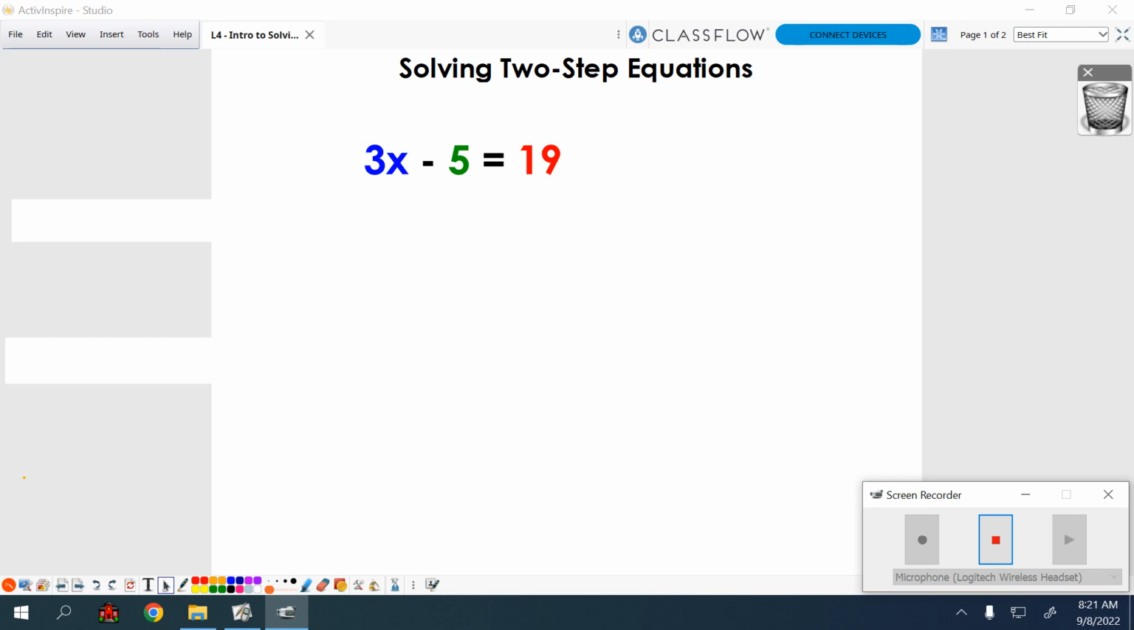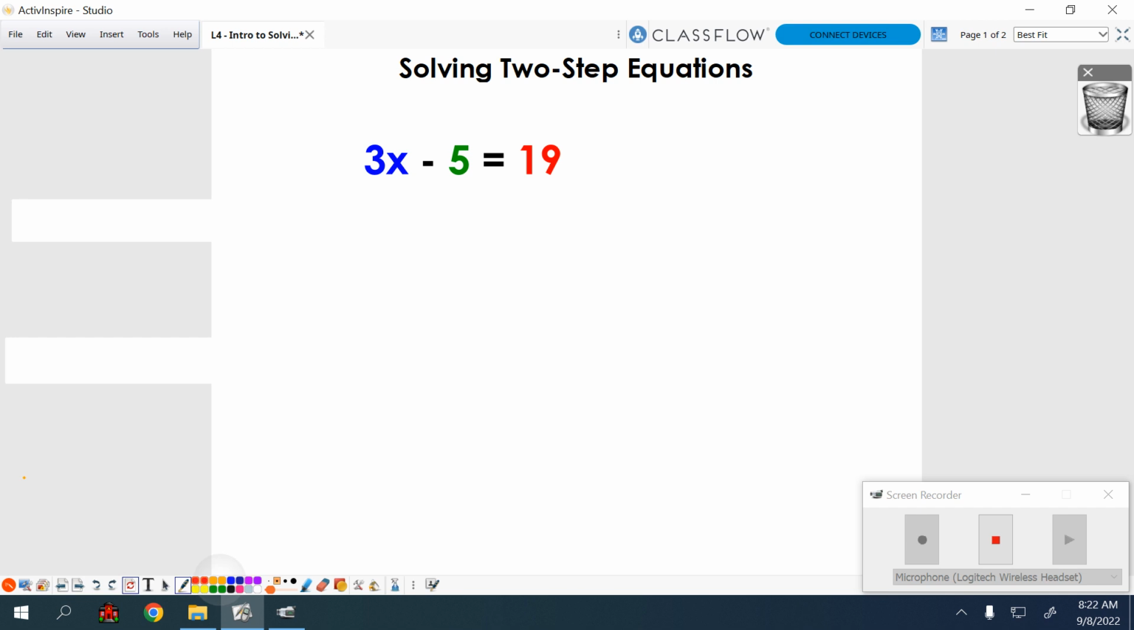So we're going to talk about how you can solve two-step equations. Now, the reason they're called two-step equations is they have two different operations. You'll see right up here, 3x is multiplication, 3 times x, and we also have subtraction here. So two different operations means it's going to take 2 steps to solve this equation.